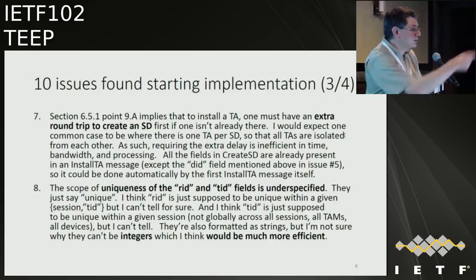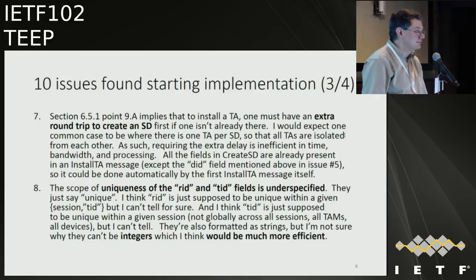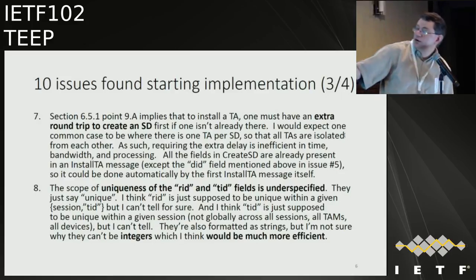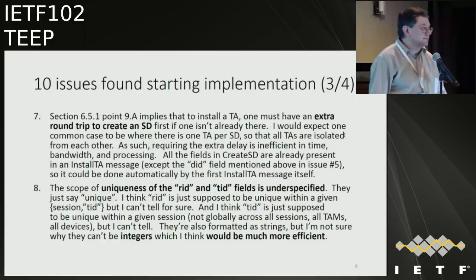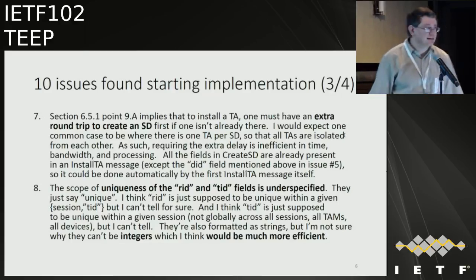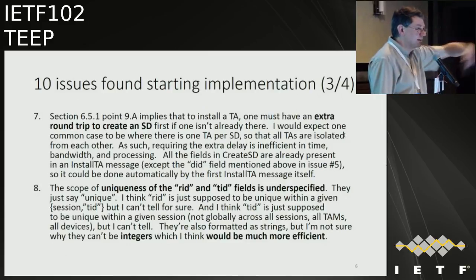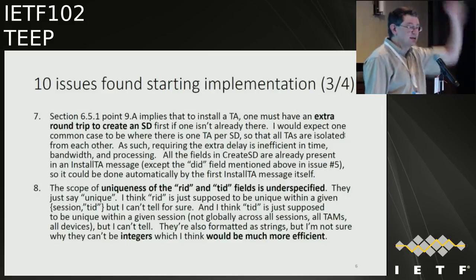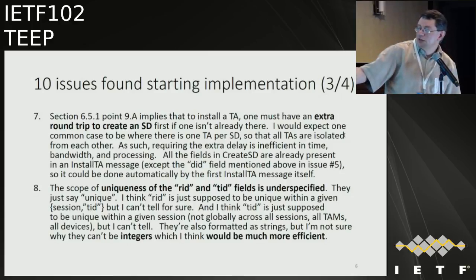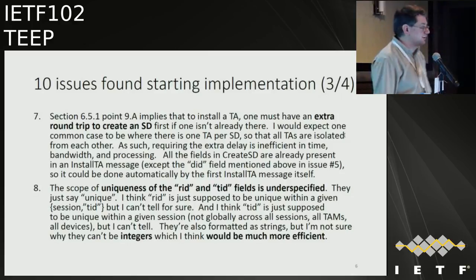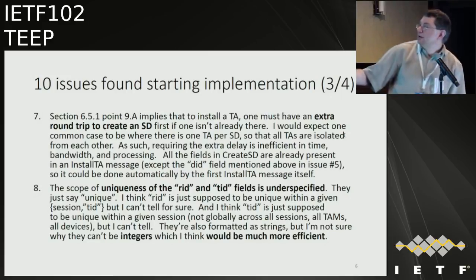But that's something we should collectively decide, is what's the intent of uniqueness for the request ID and the transaction ID. I could not, as an implementer, think of a reason why an integer would not be sufficient. Okay. Andrew seemed to think that GUIDs would be useful, but I can't think of a use case for uniqueness beyond a session. So if there is one, let me know. Otherwise, as an implementer, I would prefer an integer here. Okay.